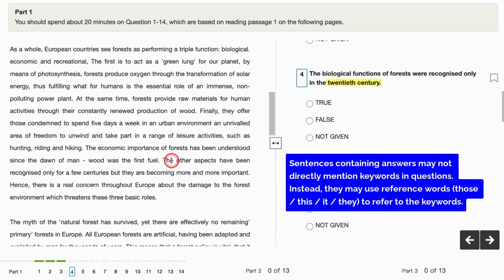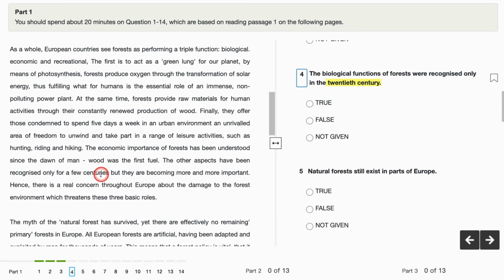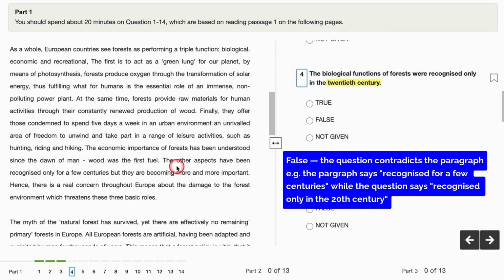It actually says the biological functions have been recognized only for a few centuries. Only for a few centuries. It has to be more than 2 centuries to be counted as a few centuries, right? That is to say, the biological functions have been recognized before the 20th century, not only in the 20th century. The question contradicts the paragraph, so the answer is false.